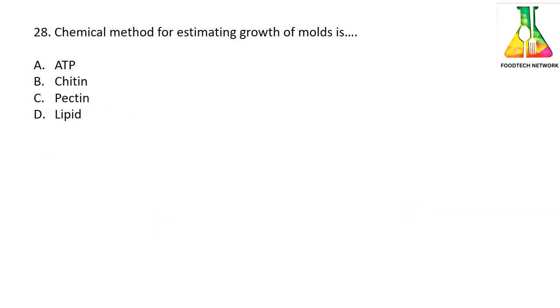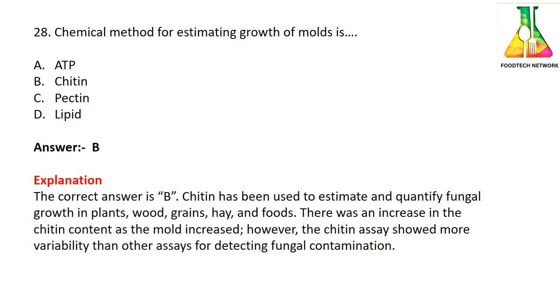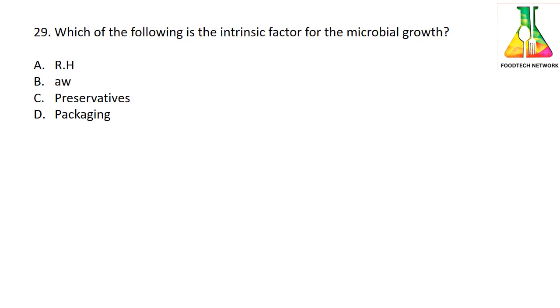Question number 28. Chemical method for estimating growth of molds is option A, ATP, option B, chitin, option C, pectin, and option D, lipids. Option B, that is chitin. Chitin has been used to quantify fungal growth in plants, wood, grains, and foods. And there was an increase in the chitin content as the mold increased. However, the chitin assay showed more variability than other assays for detecting fungal contamination.